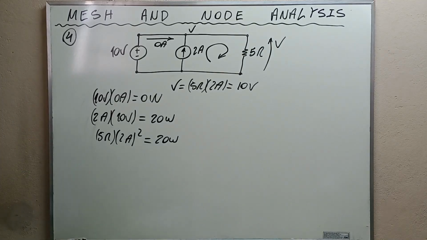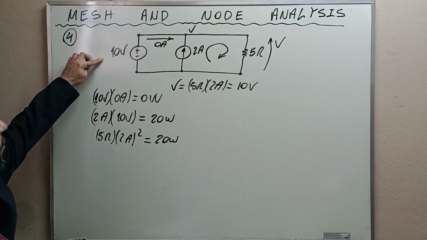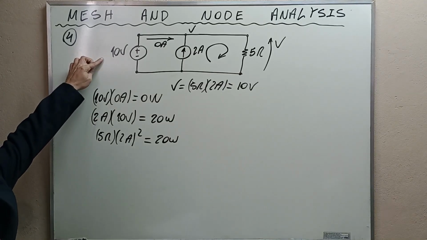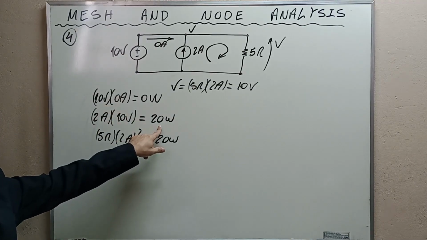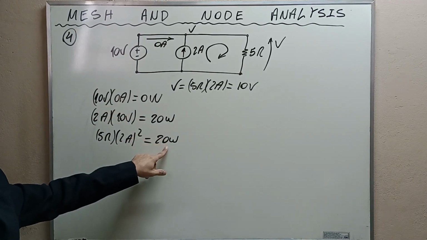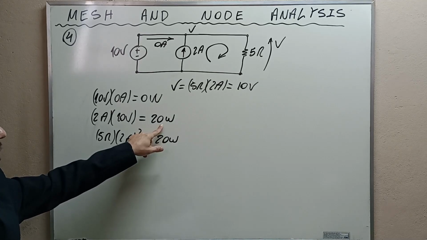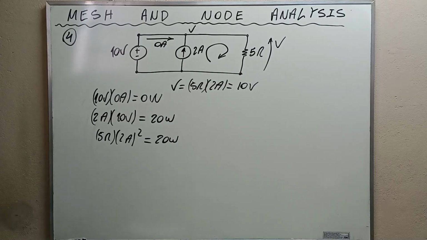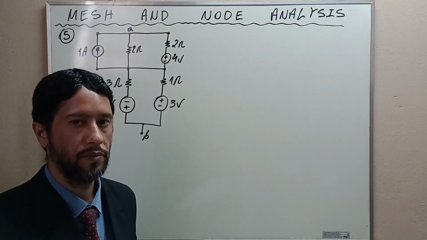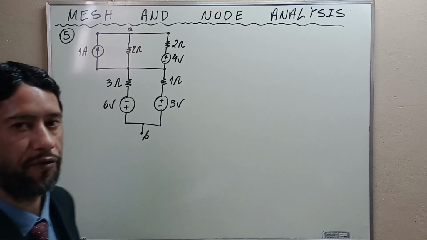What does it mean? It means that the voltage source is not contributing with power. The power that the resistor is absorbing is being delivered only by the current source. Okay, my friends, and this is all for exercise number 4. Let's go to the next. Let's go to exercise number 5.